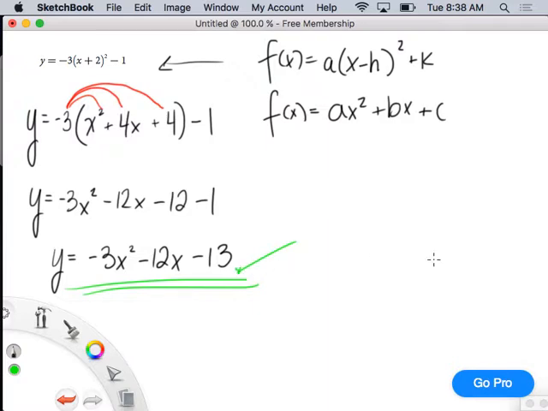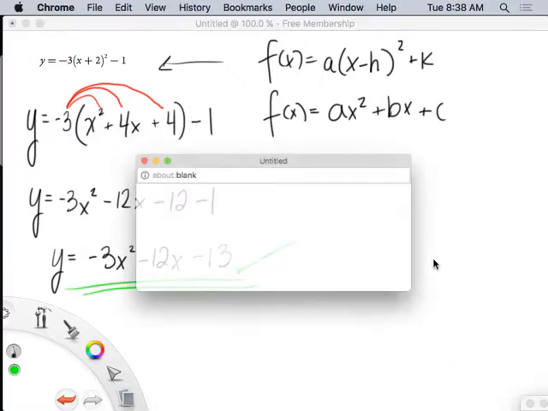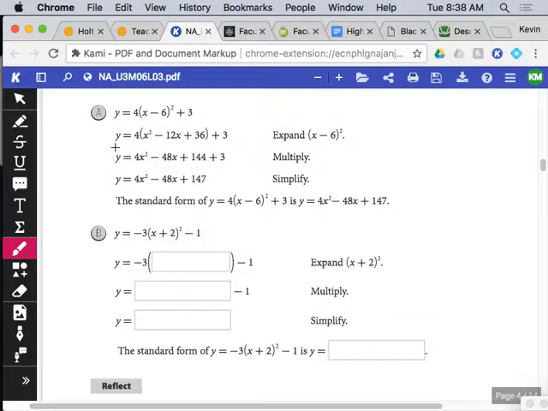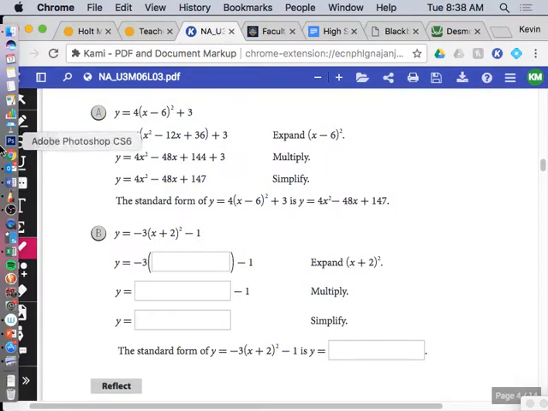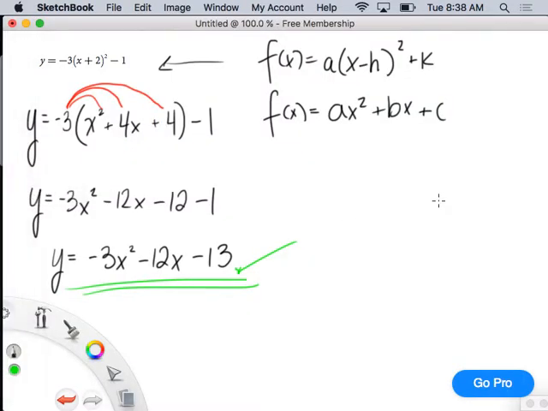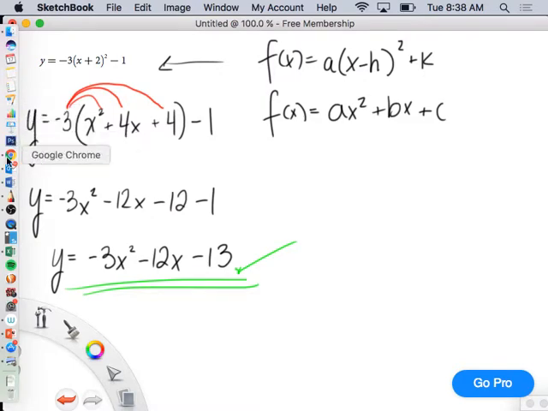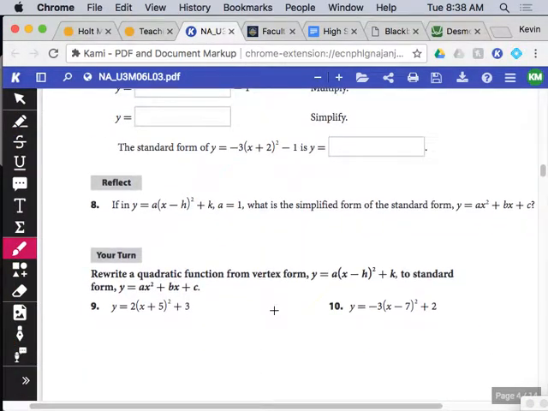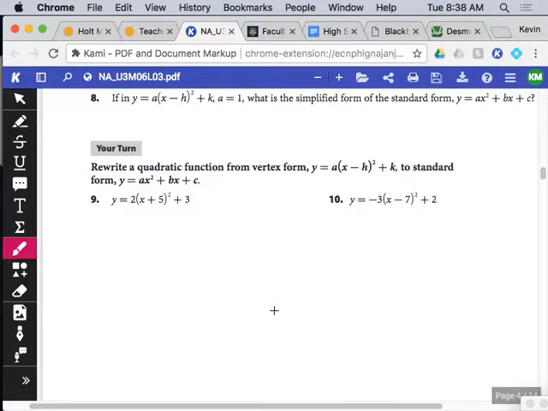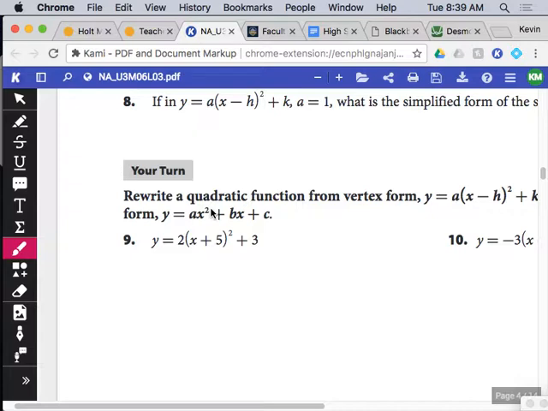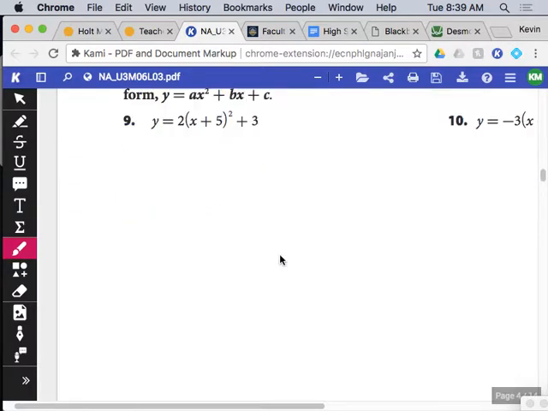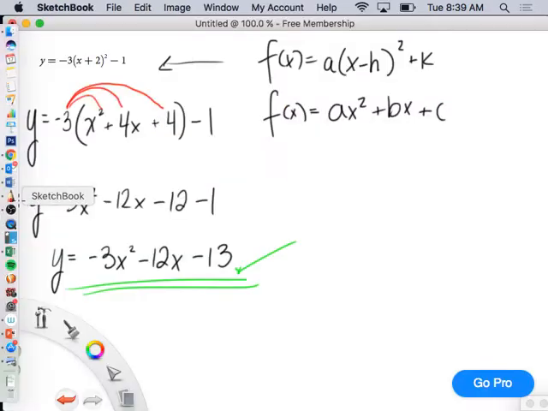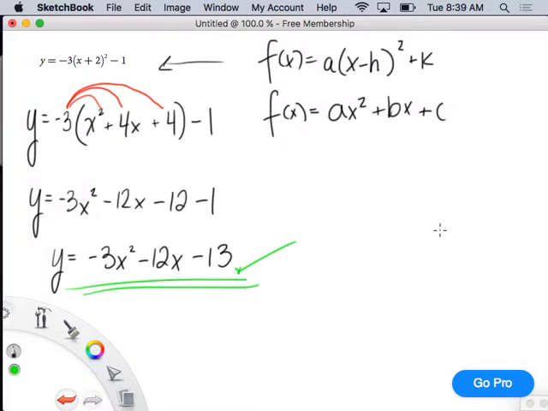There you go. Any questions on how we did that? All we did was simplify. That's it. Any questions? Okay. So I'll ask you guys to do one on your own now. Go ahead and do number 9. Number 9 on the bottom of page 242. And I'll leave that up so you can look at it.